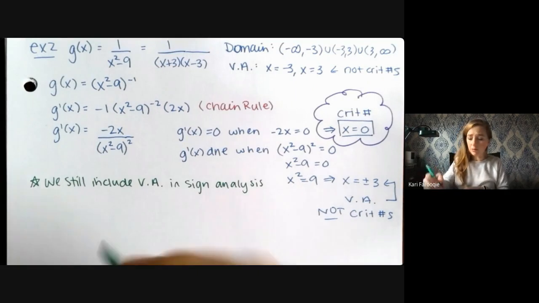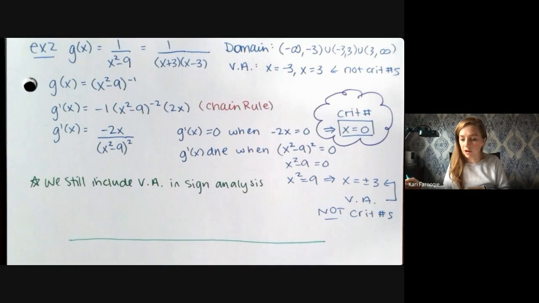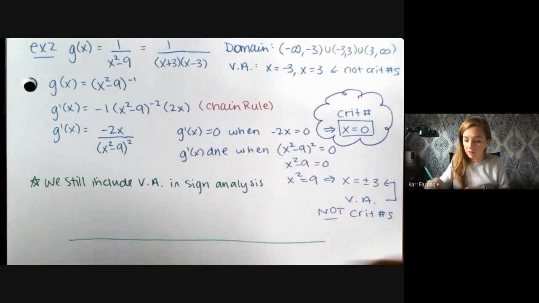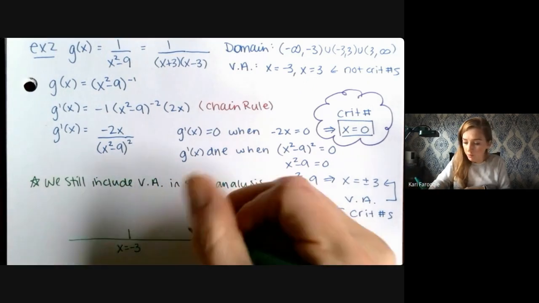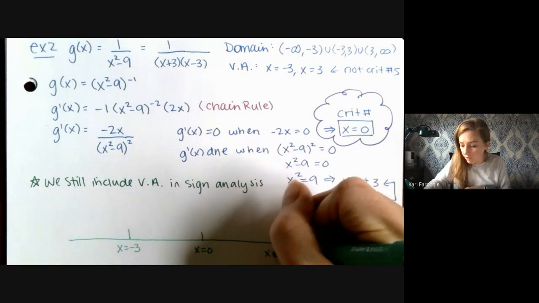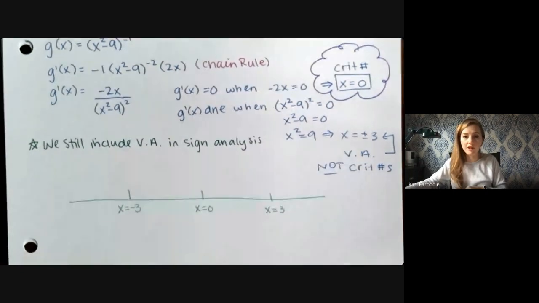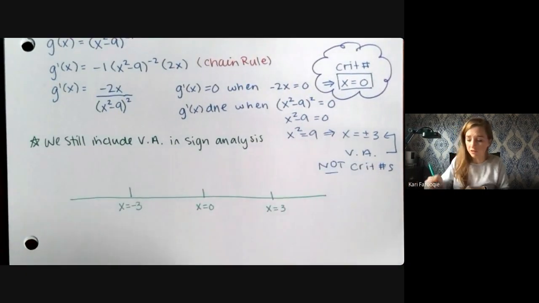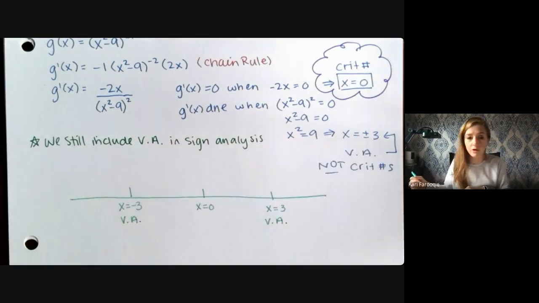I'm going to make my little number line here. I'm going to start out with my smallest value, which will be -3. I'm going to move up to my critical number at x equals 0. And then the last value I need to look at is x equals +3. Now, you might want to note on these right now that they're vertical asymptotes so that you don't get confused later on, because there's a lot going on here.